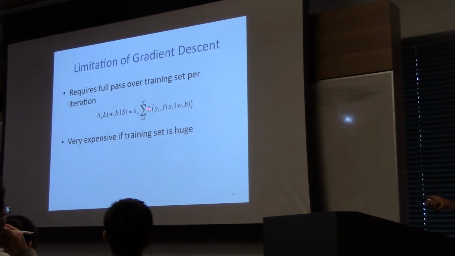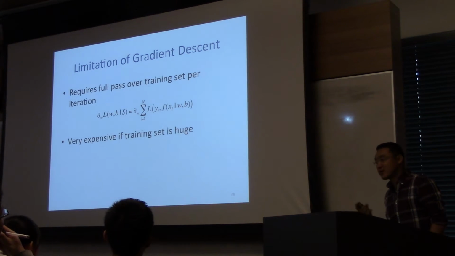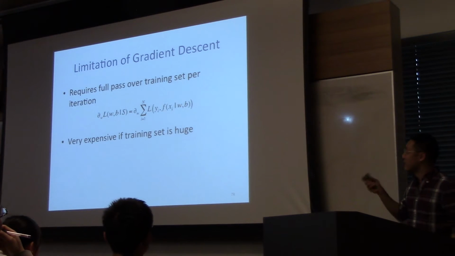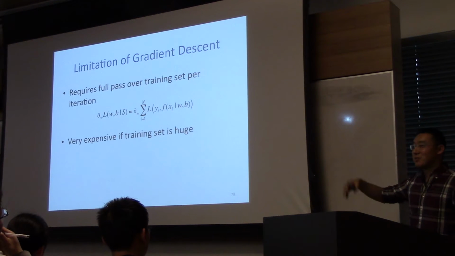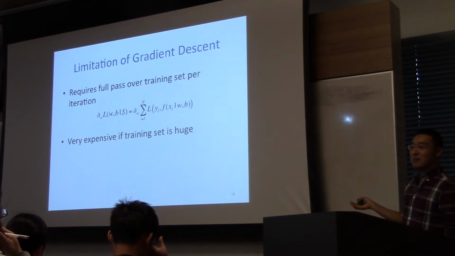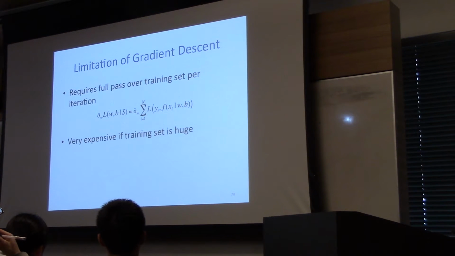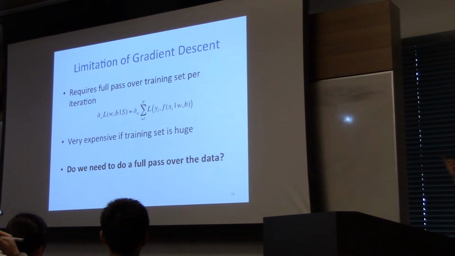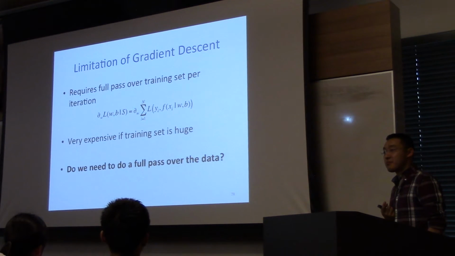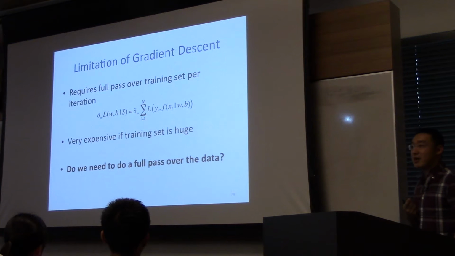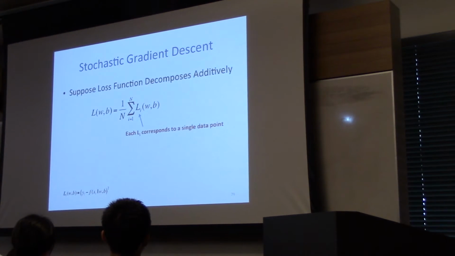If n, let's say n was, I don't know, 100 billion, right? It doesn't fit in main memory. So every time you do a gradient update, you have to page in data from hard drive multiple times. Like, you're just going to get screwed by the communication complexity. So a natural question to ask is, do we need to do a full pass over the data in order to make a gradient update? Right? If we don't, then that would save us a lot of computational savings. And that's where stochastic gradient descent comes in.